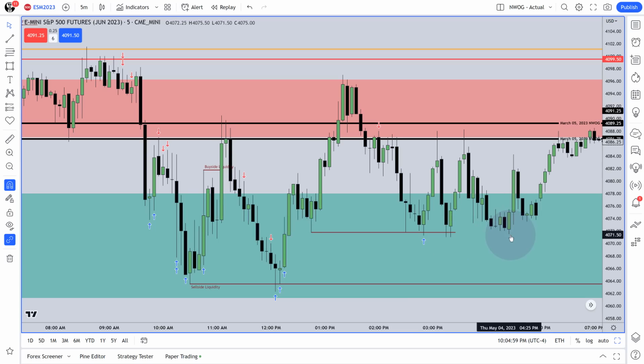The market trades back down and rallies back up, falls short of this high. But now what do we have? What do we have here? Relative equal highs.